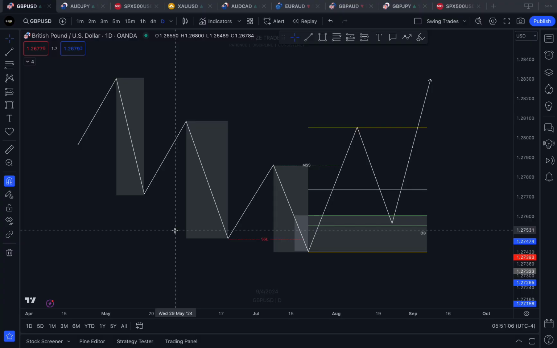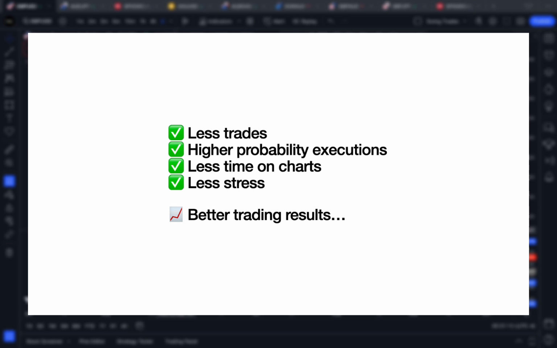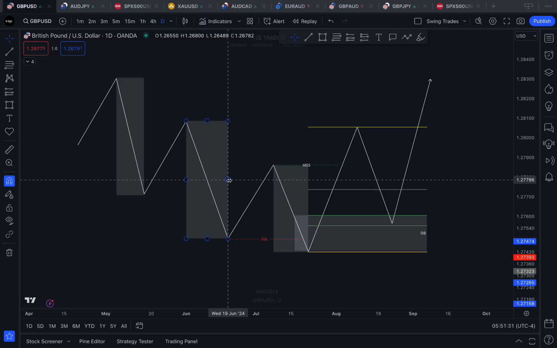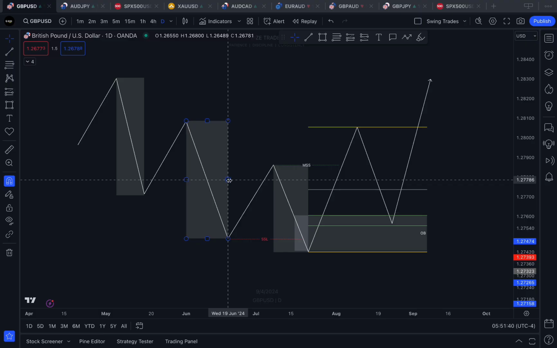So my challenge to you is to dedicate the next 3 months to testing and executing this strategy. Less trades, but higher probability, less chart time and less stress, and I guarantee you will get better results in your trading. Basically, this is just using a version of the ICT 2022 model, but refined for the higher time frame and swing trading.